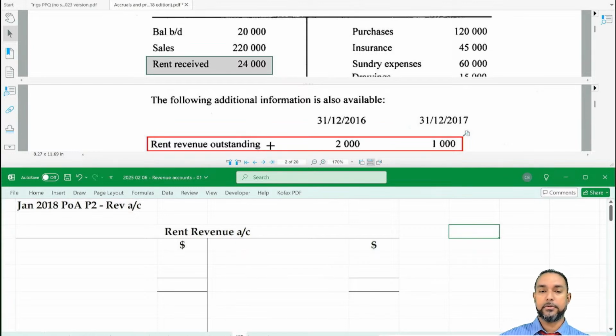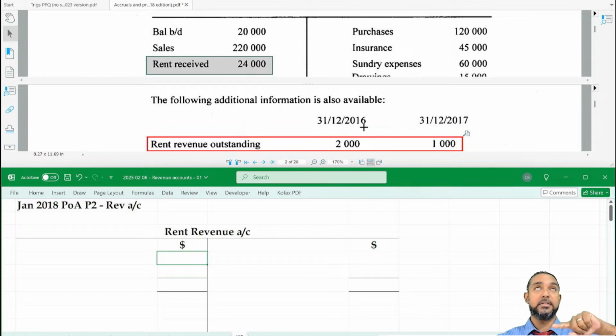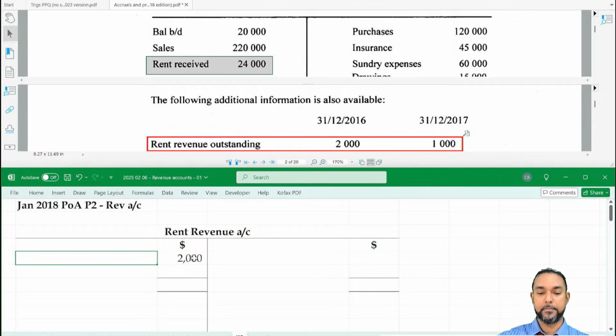So the opening, so revenue outstanding is accrued, and accrued revenue is an asset because it's money owed to you. Assets have debit balances at start. So the 2,000, which is outstanding at the end of 2016, becomes the balance at the start of 2017, and we are doing the accounts for the end of 2017, right? So the 2,000 becomes the opening accrued balance, the accrued balance at start. And then the balance at end of 1,000 is still accrued.